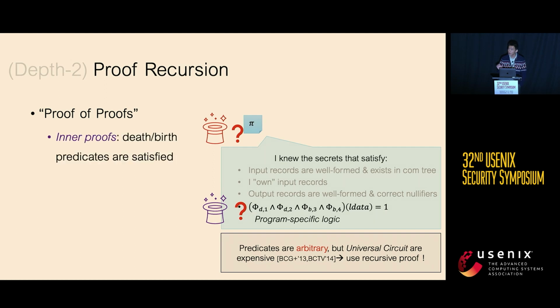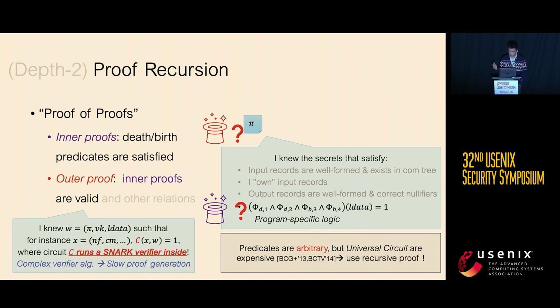What that means is that, first of all, I will need to generate inner proofs that are attesting to the satisfiability of these program-specific predicates. And then I'm going to generate an outer proof that's attesting to the validity of these inner proofs. More concretely, this outer circuit basically has to run or embed the SNARK verifier algorithm. And of course, if we have a very complex verifier algorithm, that leads to a much larger outer circuit size, which leads to slower proof generation. As a matter of fact, this outer proof generation dominates the cost of DPC transaction generation. And of course, because we're only doing proof of proofs, it's sometimes referred to as a depth 2 proof recursion.